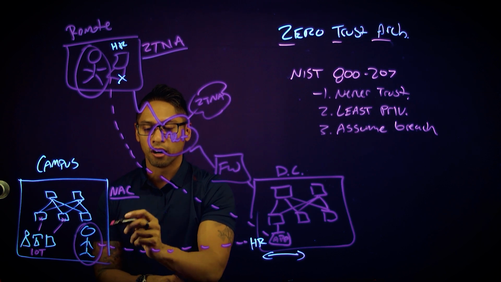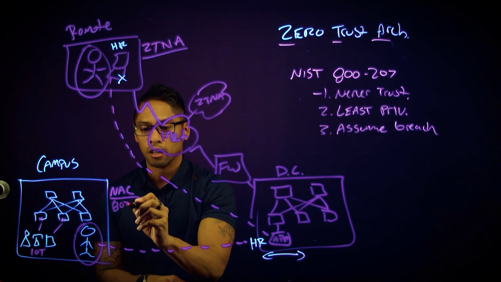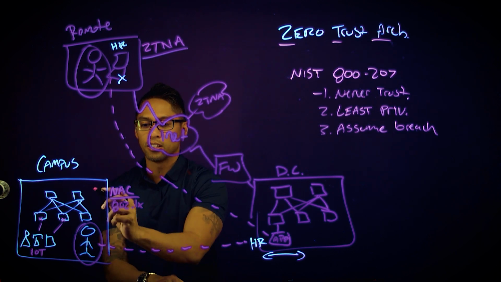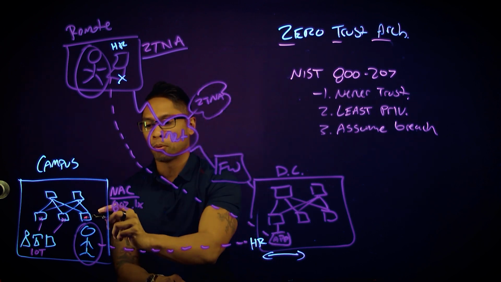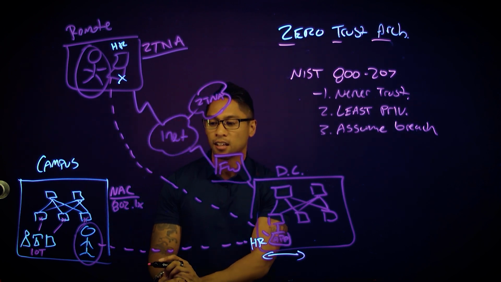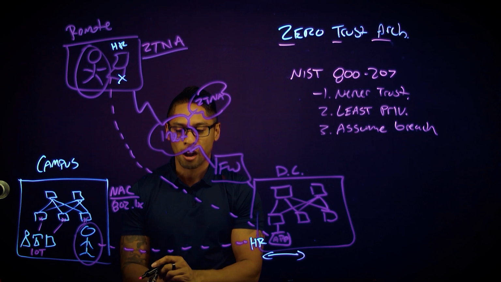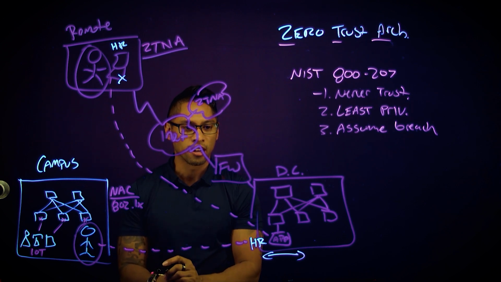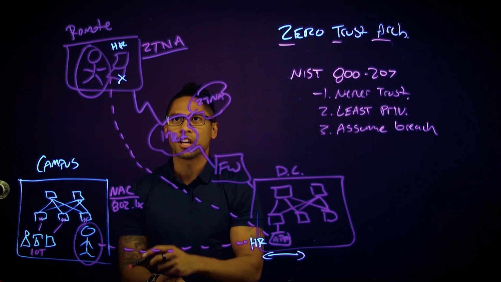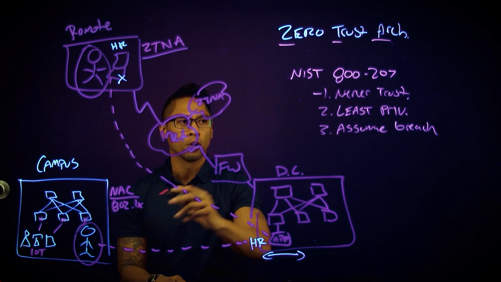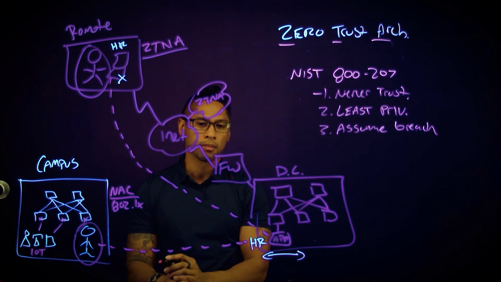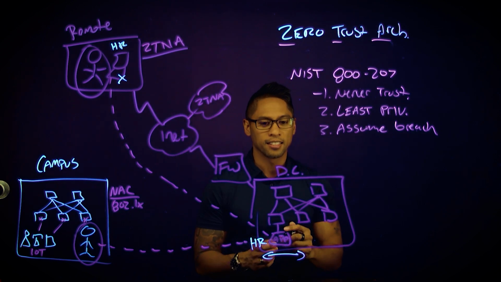We don't have to use ZTNA. We could also use our NAC to do 802.1x and then do the same thing. Block at the switch port layer, block on the wireless, and only permit specific types of traffic once our user's authenticated. So there's a couple different things that we could do on the campus in order to adhere to these three principles. And finally, on the data center.